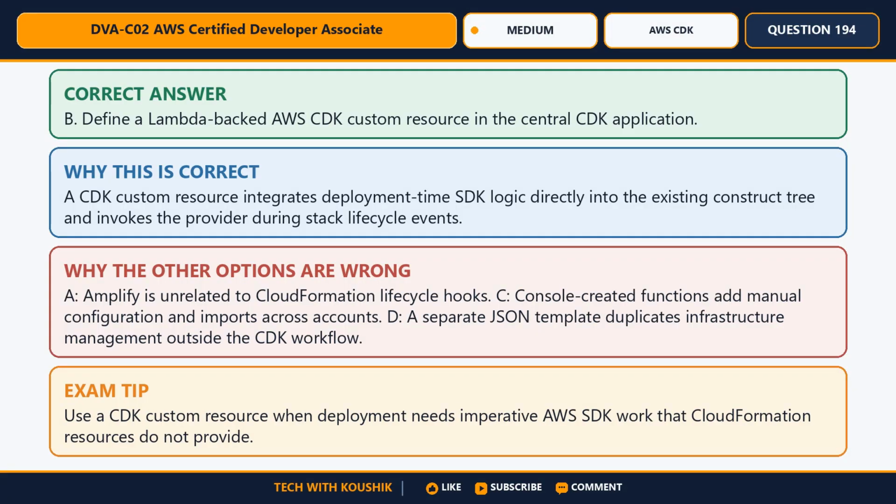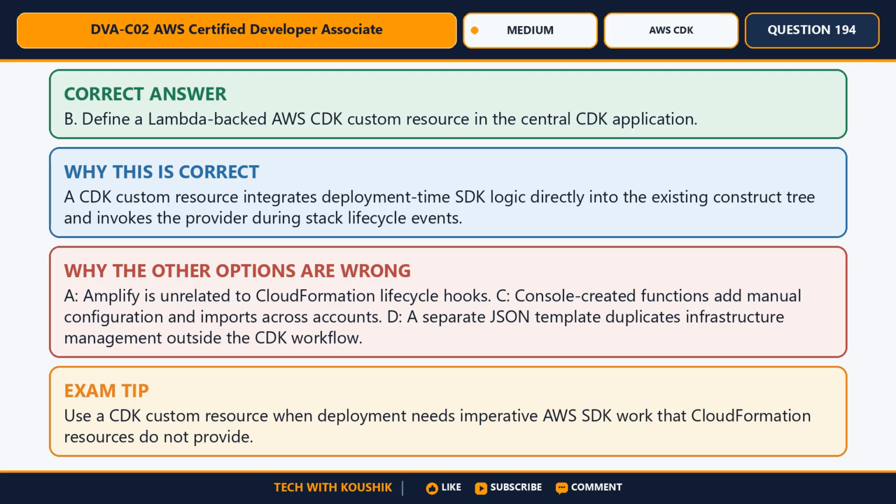The correct answer is B. Define a Lambda-backed AWS CDK custom resource in the central CDK application. Here is why. A CDK custom resource integrates deployment-time SDK logic directly into the existing construct tree and invokes the provider during stack lifecycle events. Why are the other options not correct?